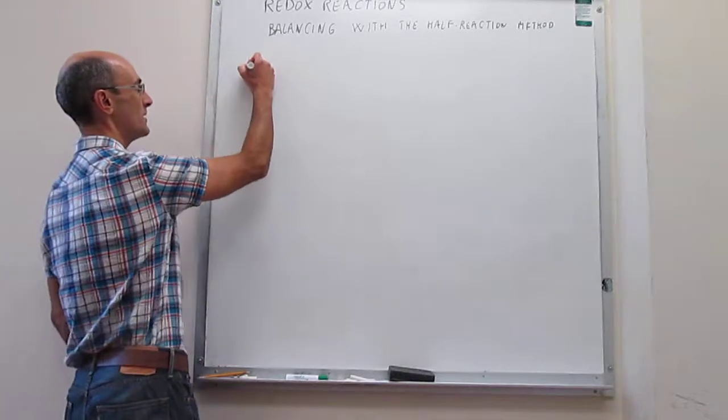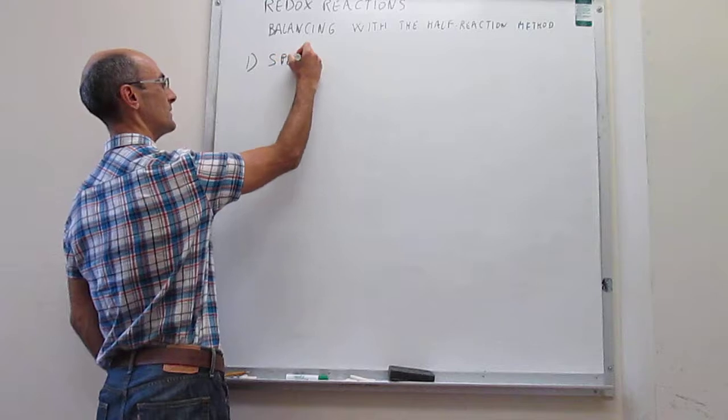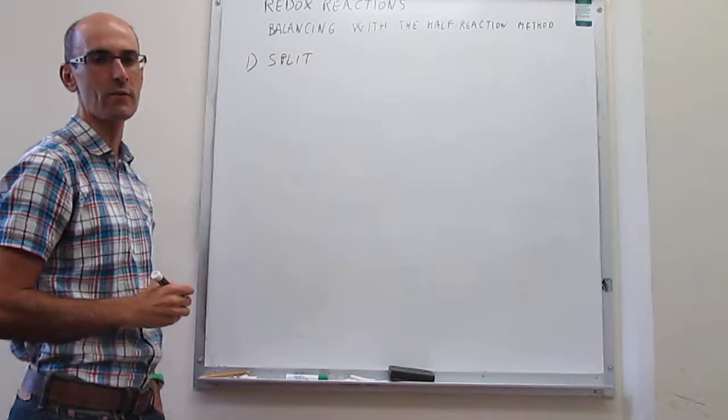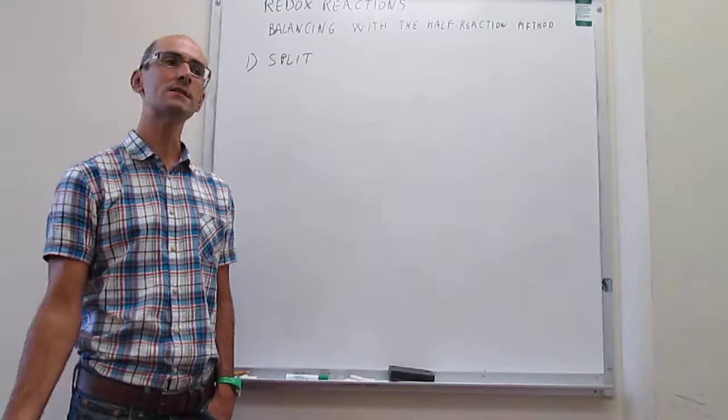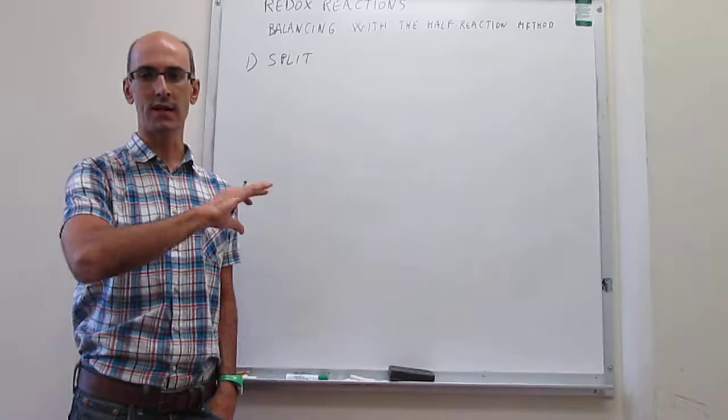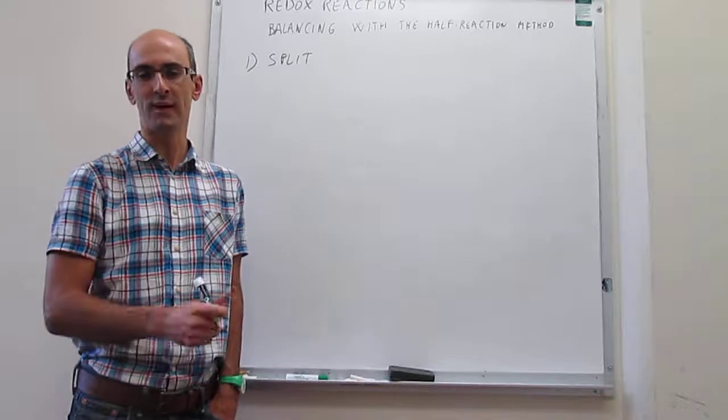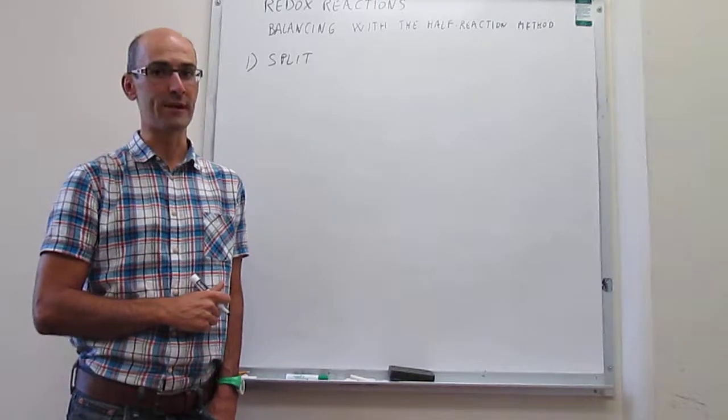The first one is to split the reaction into the oxidation and the reduction. We're going to identify what species oxidizes, what species reduces, and we're going to treat them separately. This is why this is called the half-reaction method.